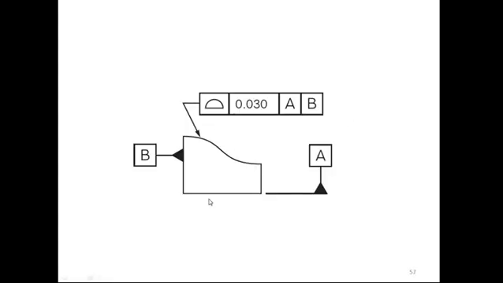Now friends, one more thing: we have given the profile of a surface like this. This is a surface. We have defined this as surface A, this as surface B, and this surface must be within 0.03 mm with respect to A and B.